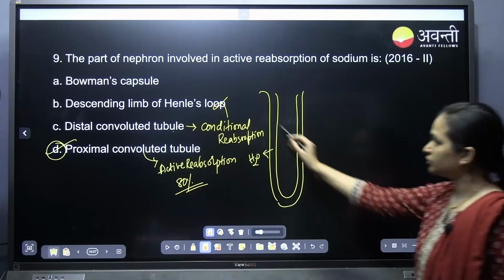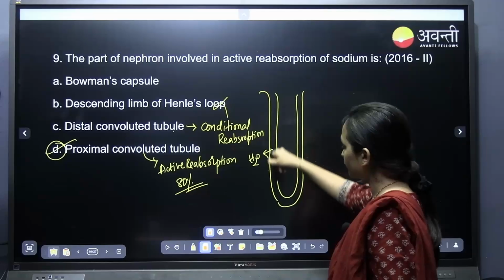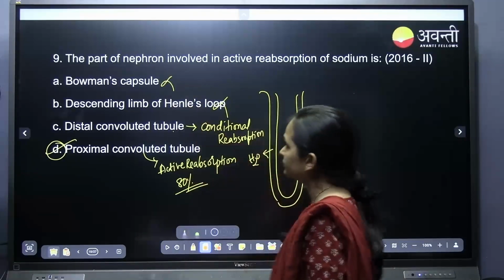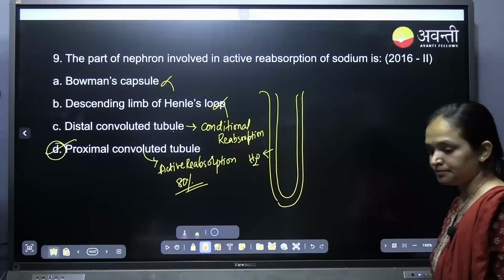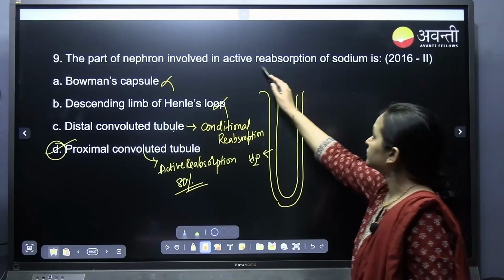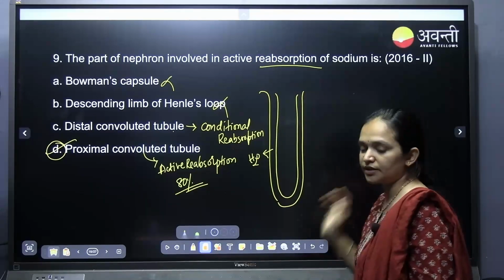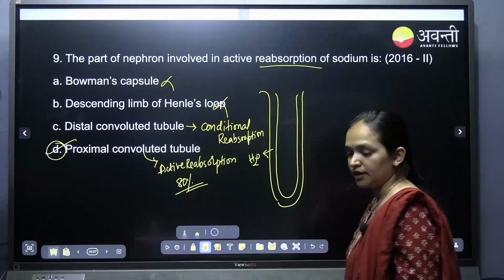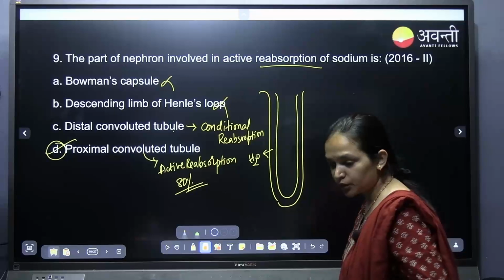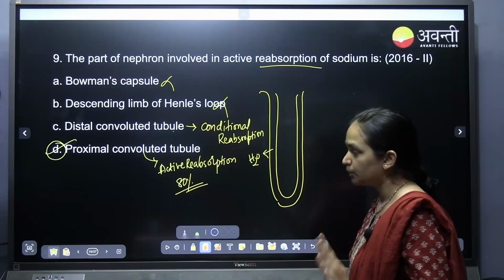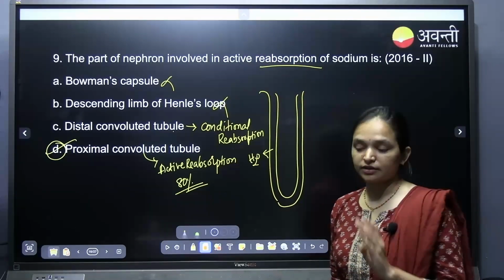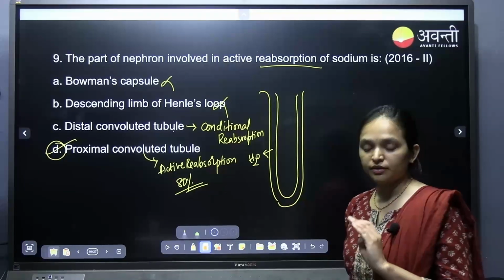Understood? In the descending loop of Henle, no. In Bowman's capsule also no. Reabsorption starts in the PCT. 80% of electrolytes will be reabsorbed in PCT, 100% of nutrients will be reabsorbed in PCT, most of the bicarbonate ions will be reabsorbed, NaCl will be reabsorbed. Everything.